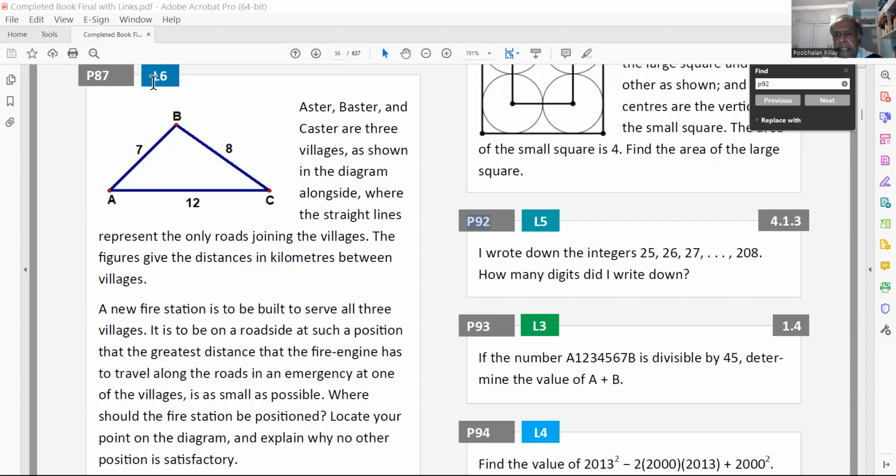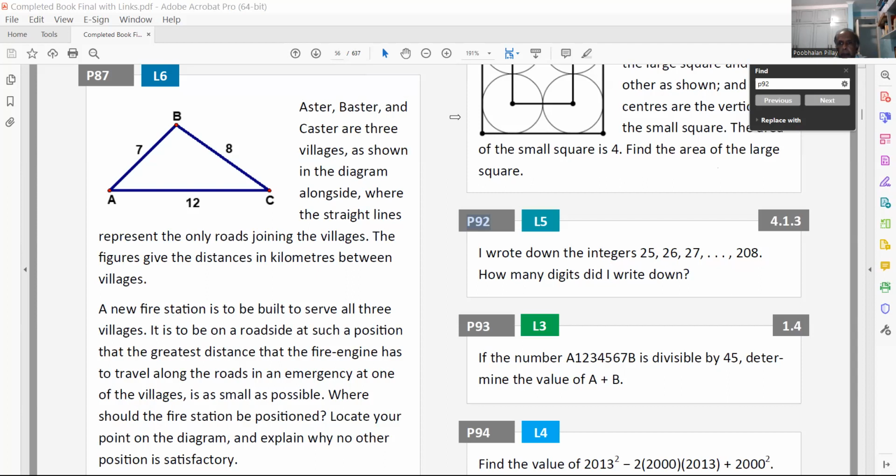I wrote down the integers 25, 26, 27, and so on, all the way up to 208. Okay, so you got all these numbers. How many digits did I write down? So each one is a digit. I wrote 2 digits here, another 2, and so on. How many digits are there altogether? So that's a problem that we are going to now tackle.